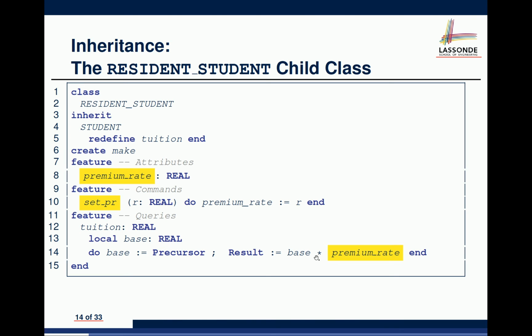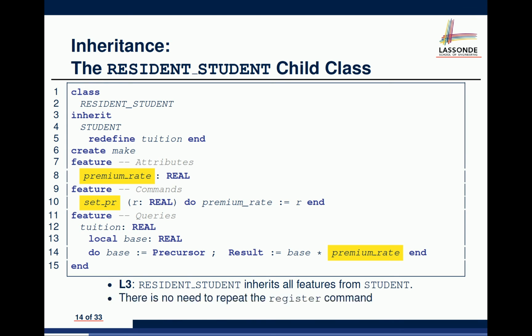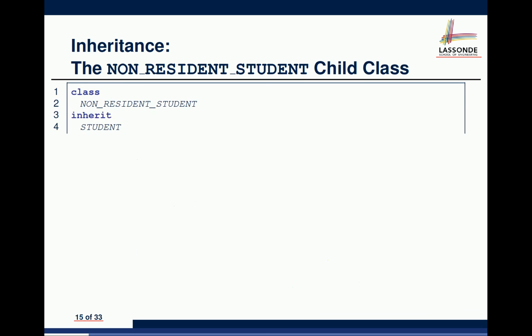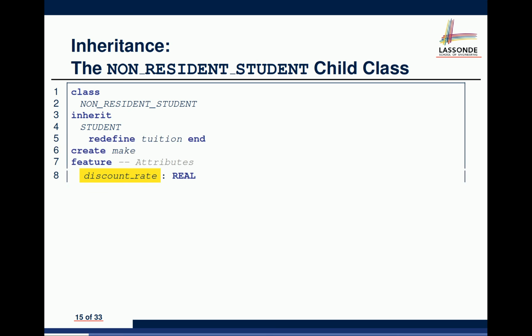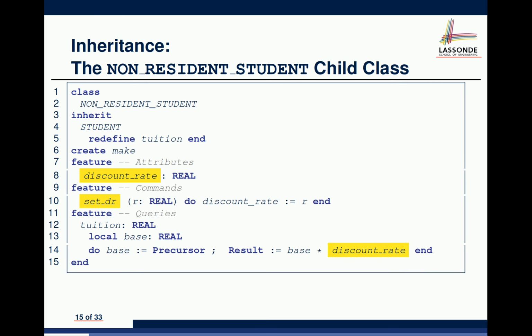Okay, one final slide. If you look at the second class over here, non-resident students, here also we inherit from students, so they are siblings. And you can see we define something specific to this class; name and courses are inherited. And then set discount rate, tuition, and now you're still using precursor. And then you simply apply the discount rate.